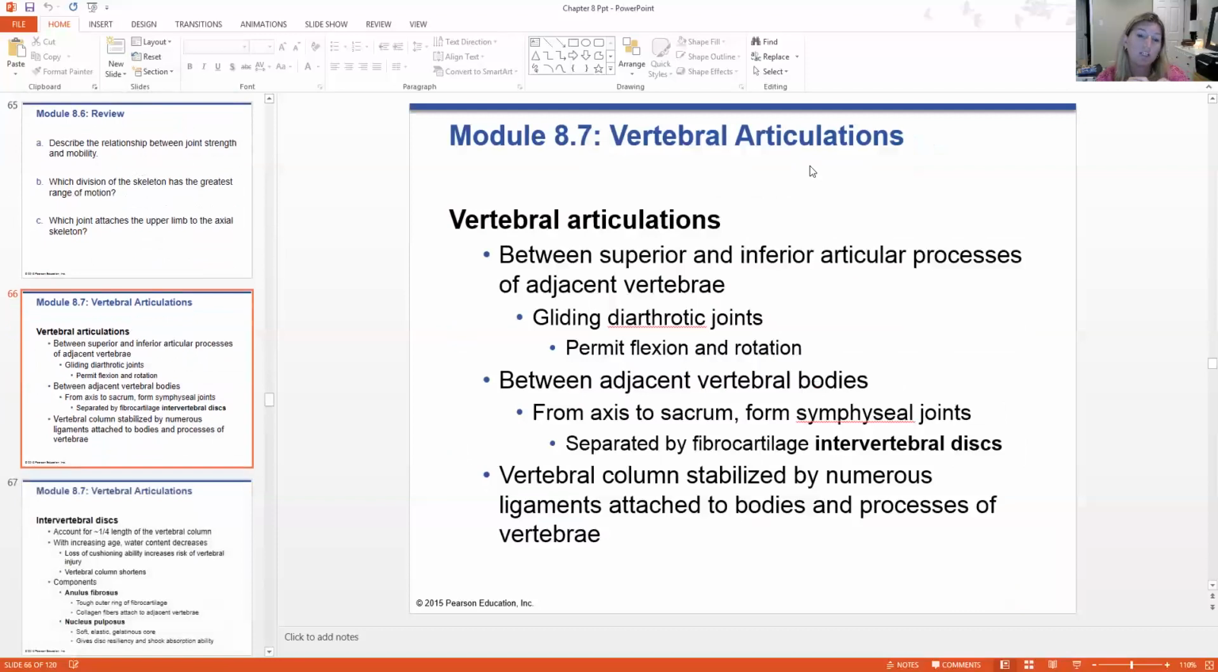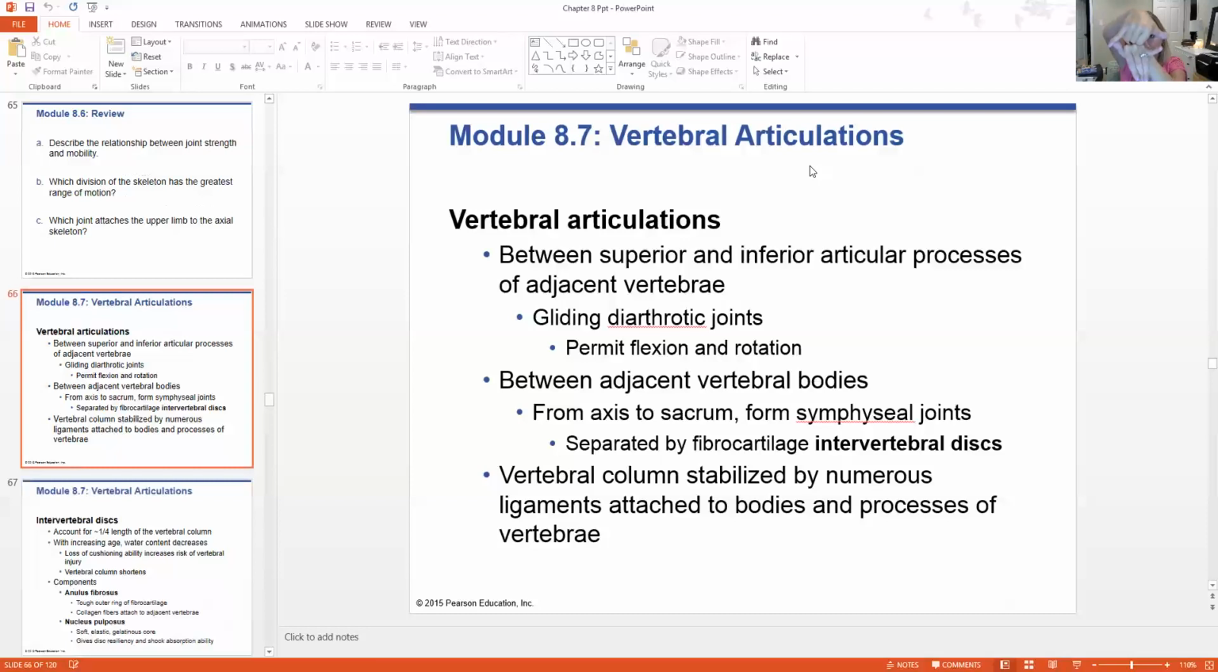Let's talk about vertebral articulations. These are between superior and inferior articular processes of the vertebrae. They're a gliding diarthrotic joint, so they do permit flexion and rotation. They are between the adjacent vertebral bodies as well. So the vertebrae, and I wish I had some, I might, in my closet back there. I'm not even gonna bother.